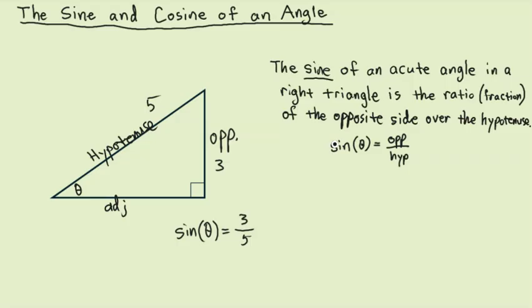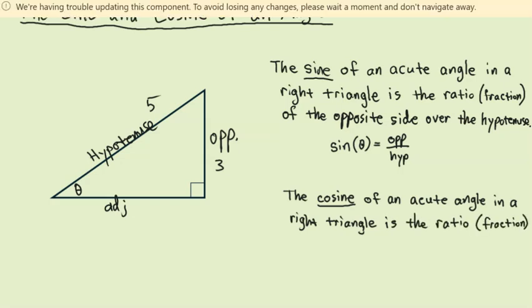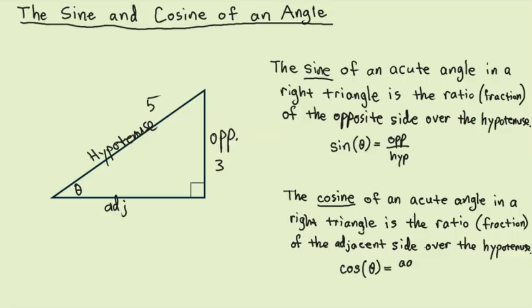Now let's talk about the cosine of an acute angle. The cosine of an acute angle in a right triangle is the ratio or fraction of the adjacent side over the hypotenuse. We would write this as COS, that's cosine, just COS. That means cosine of theta is equal to the measure of the adjacent side, ADJ, divided by the hypotenuse, HYP.